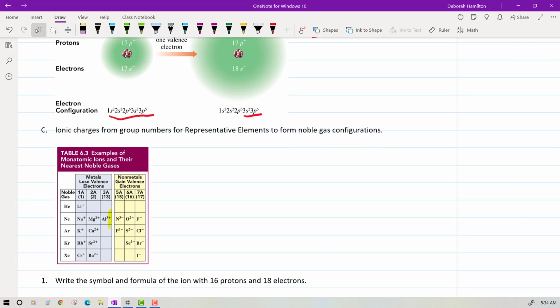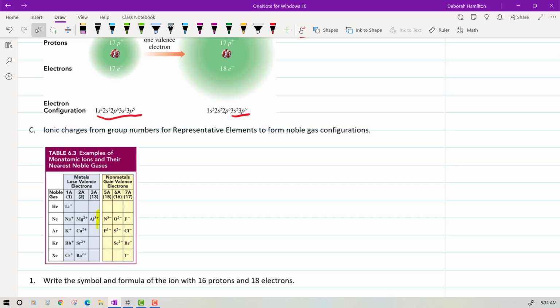This little chart shows the ionic charges for group numbers for the representative elements, and how many electrons it takes to form a noble gas configuration can be figured out from the charge on the ions. Notice all the noble gases are in this column to the left. They all have a zero charge. Then the metals have a positive 1, the second group has a positive 2, and aluminum has a positive 3.